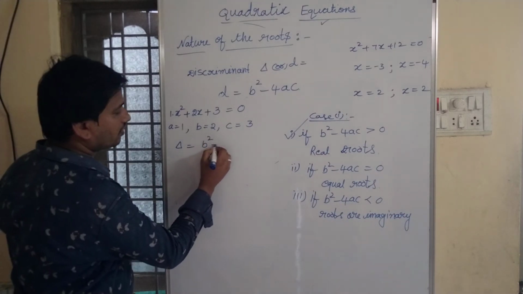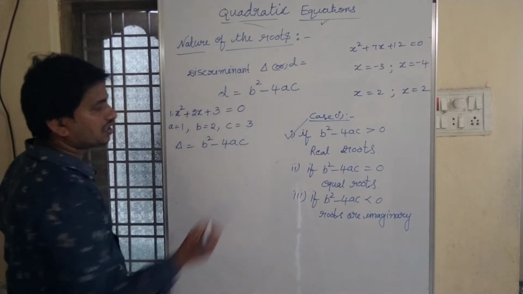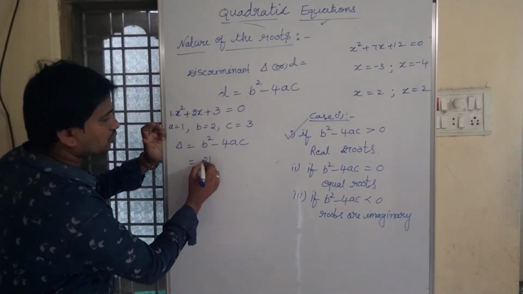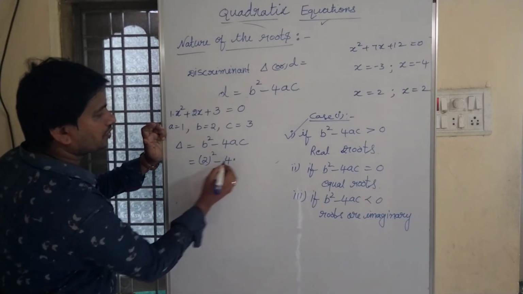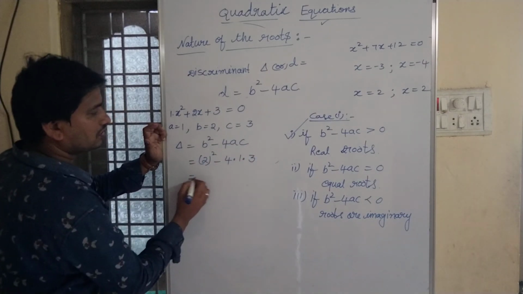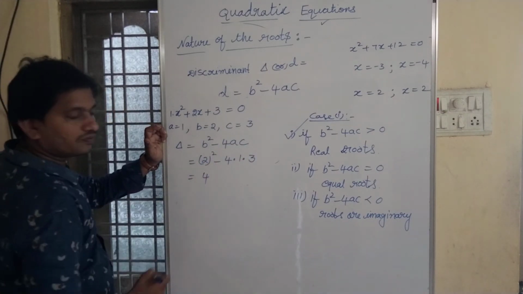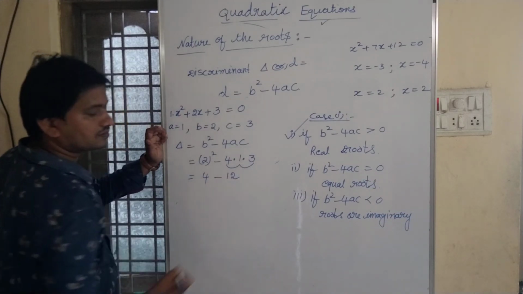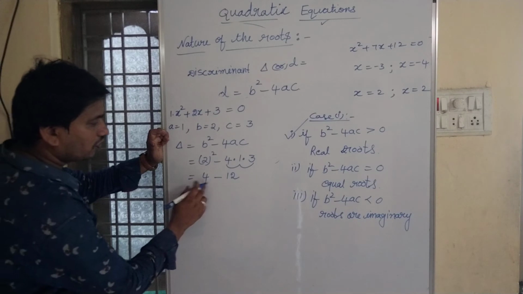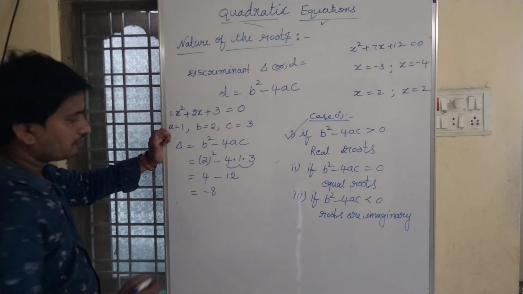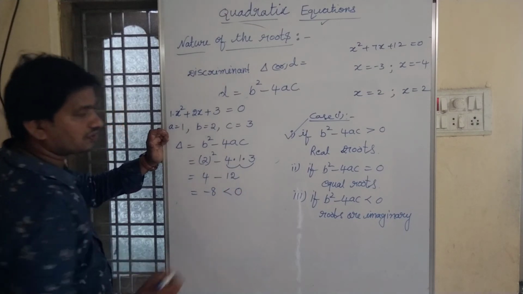Delta is equal to, what is the formula? b square minus 4ac. What is b square, children, here? b is nothing but 2 square minus 4 into a value 1, c value 3. 2 square how much, children? 4 minus 4 ones are 4, 4 threes are 12. 4 minus 12. 4 minus 12 how much, children? Minus 8. Minus 8 which is less than 0.